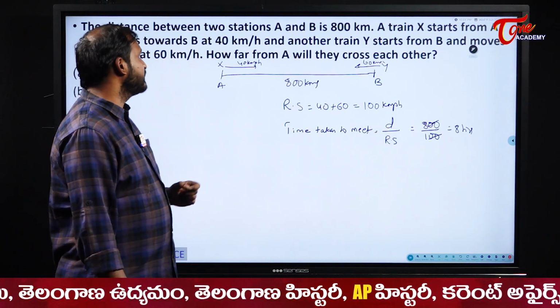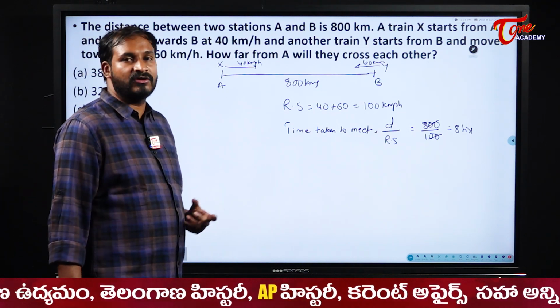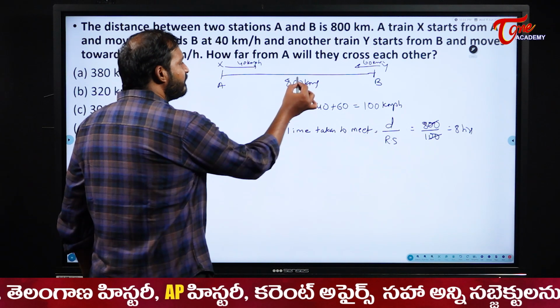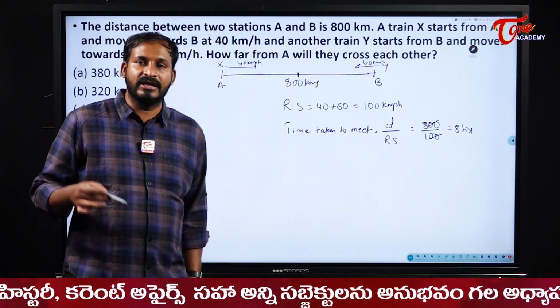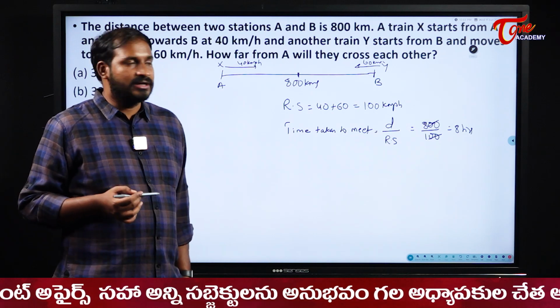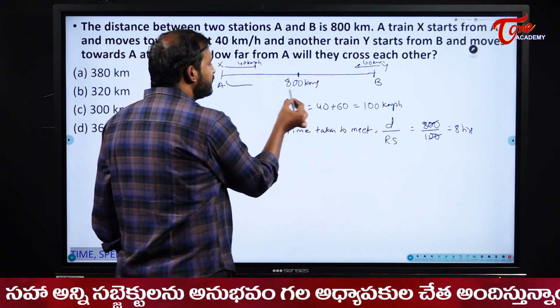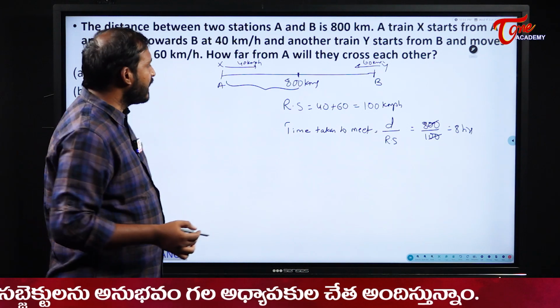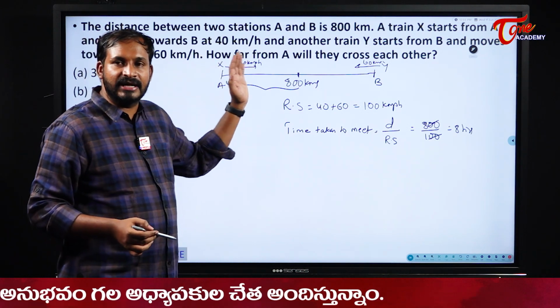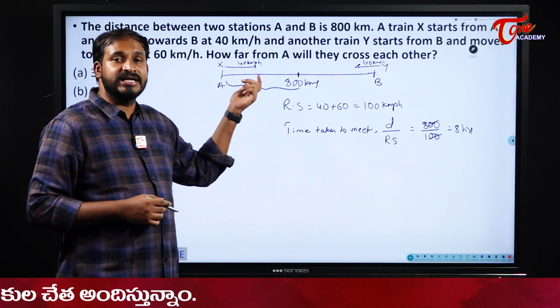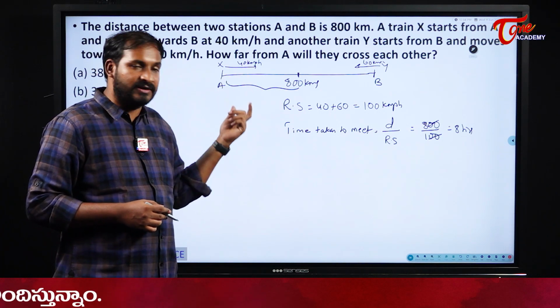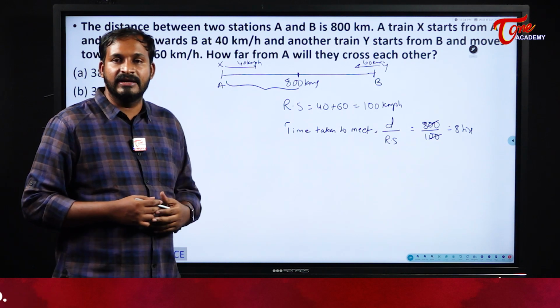Now the question is, how far from A will they cross each other? That means after meeting only they cross each other, right? So how far from A means after starting 8 hours there. They are asking the distance from A. That means train X will travel what time? 8 hours of time. So if you find the distance covered by train X in 8 hours of time, that is the distance from A where they will meet, right?